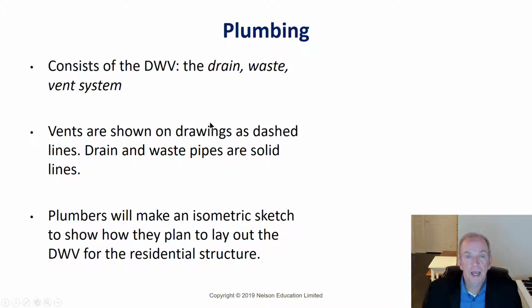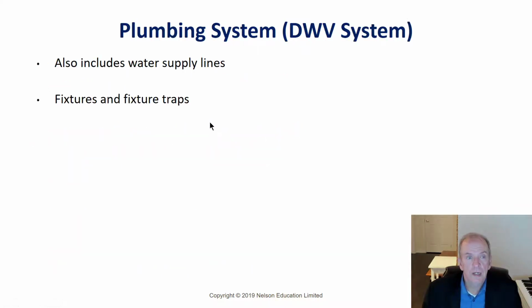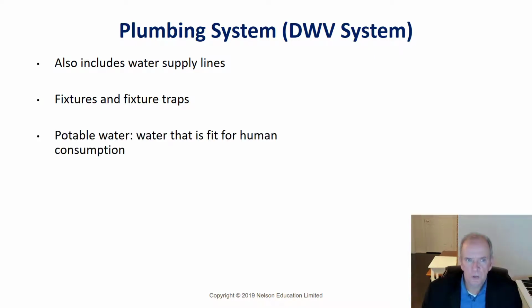Plumbers will make isometric drawings of what they're actually doing that they submit to the building department to show how they're going to run the pipes, and in particular the sizing of the drain waste vent system. There's all kinds of rules and regulations in the plumbing code around sizing of vents and location, etc. So they have to be very knowledgeable of the code in that particular area.